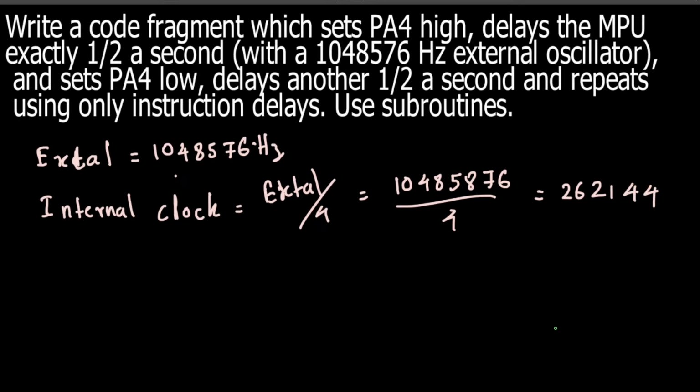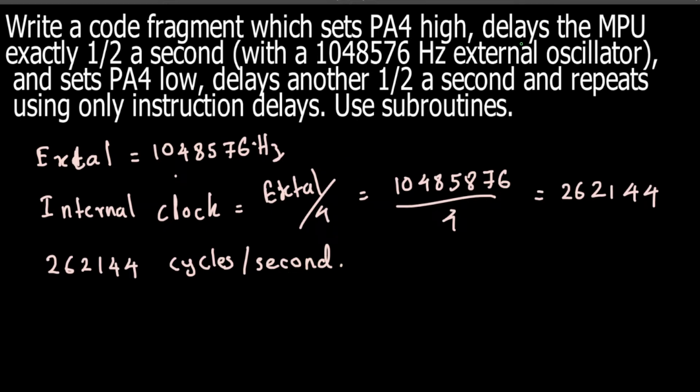That is the internal cycle, the internal clock, and that is basically this many cycles per second. So this is actually 262,144 cycles per second.